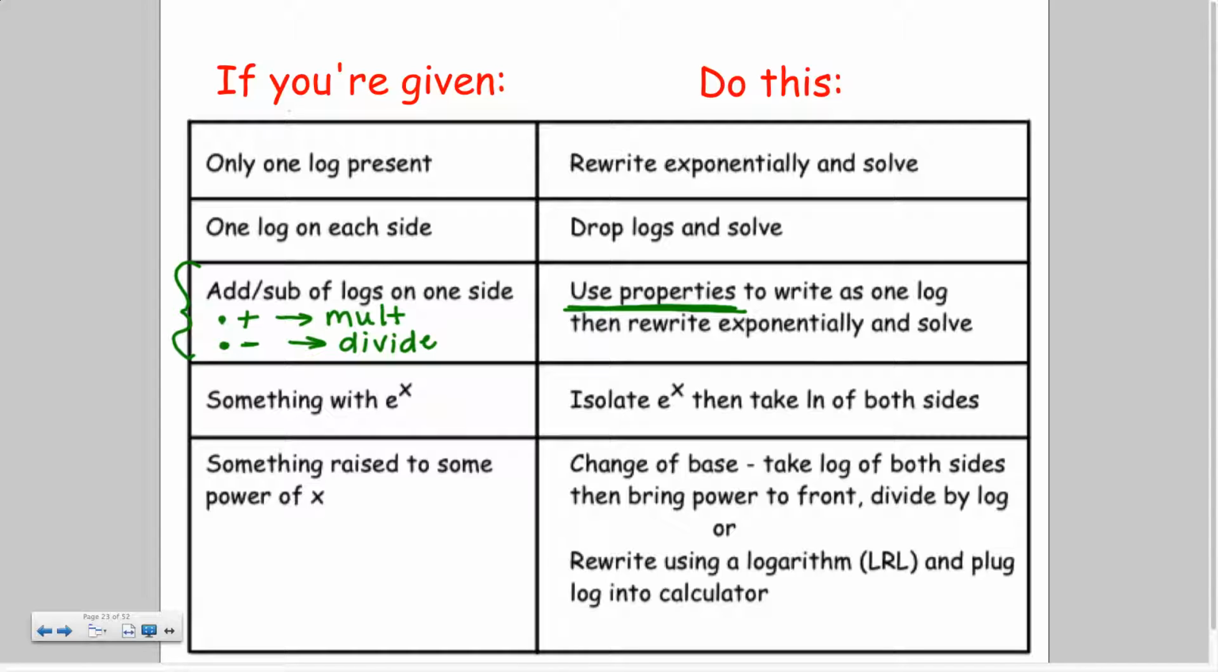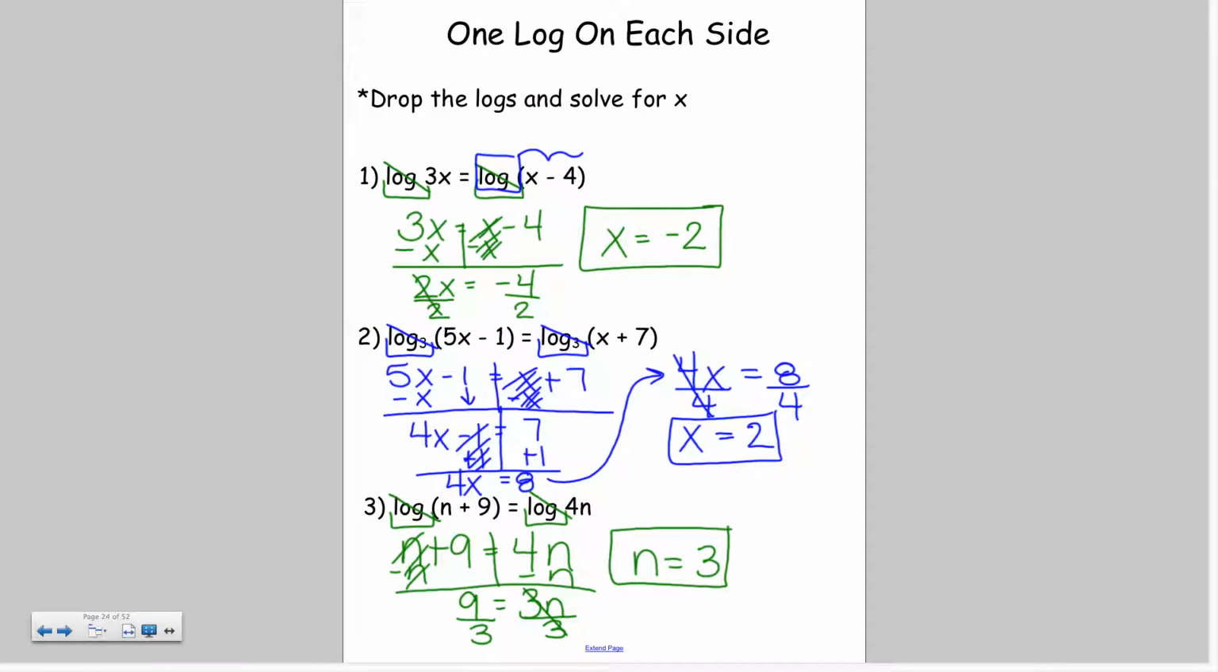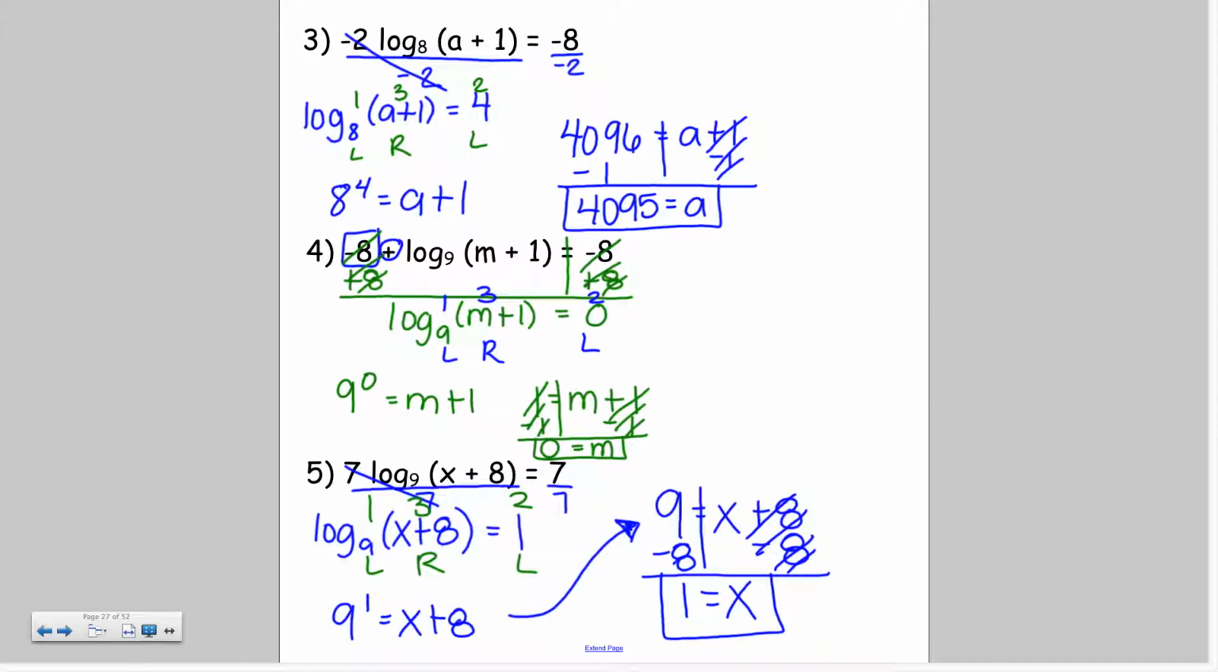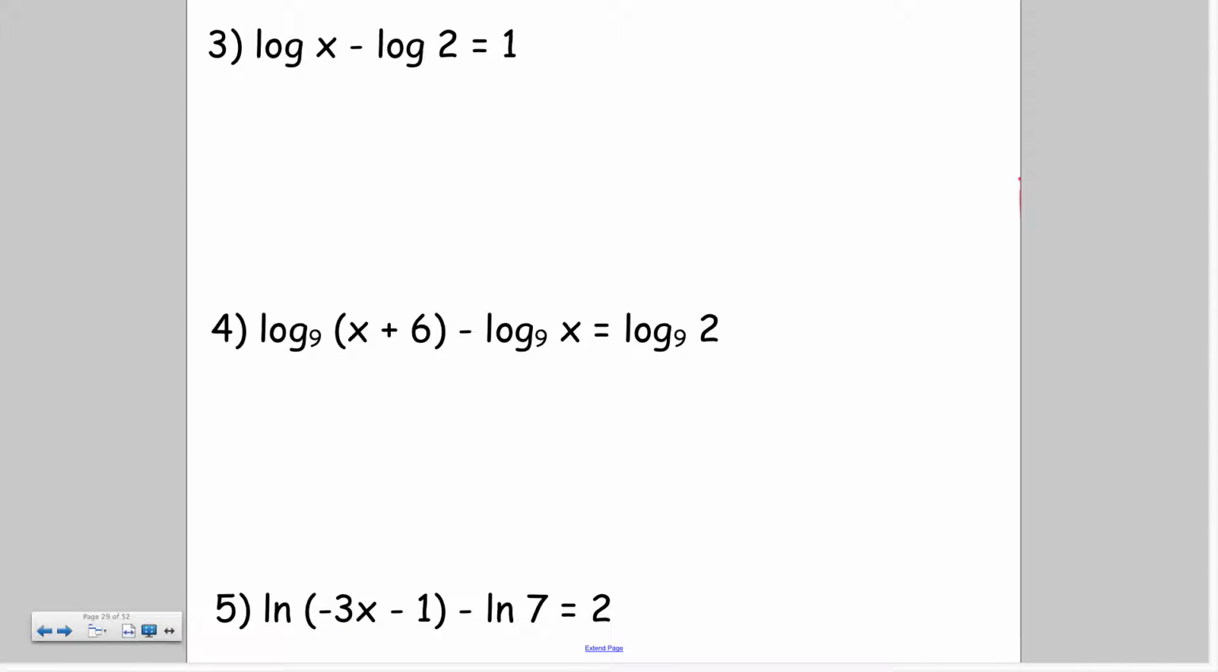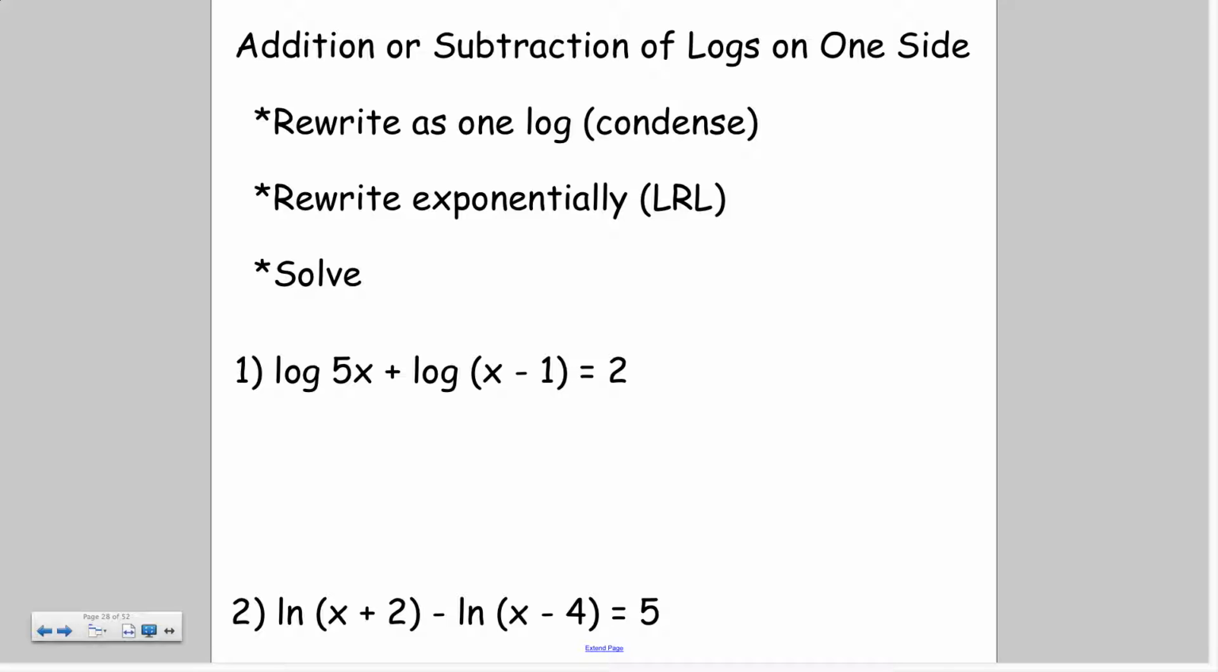We're actually going to condense. That's what we'll do first. So let's go ahead and turn to page 14. All right. So addition or subtraction of logs on one side. Rewrite as one log. See, we're going to condense it. Then we're going to do left, right, left, and solve. So the left, right, left you should be good with.